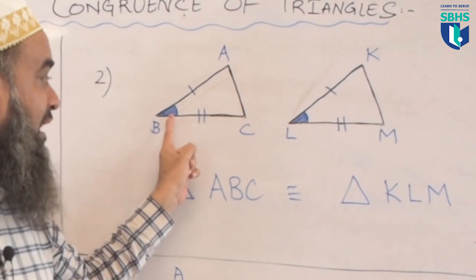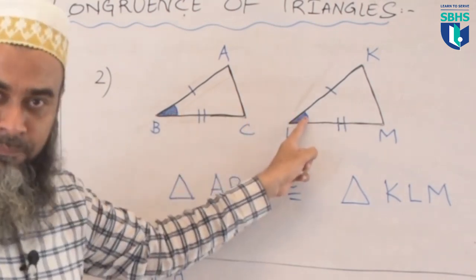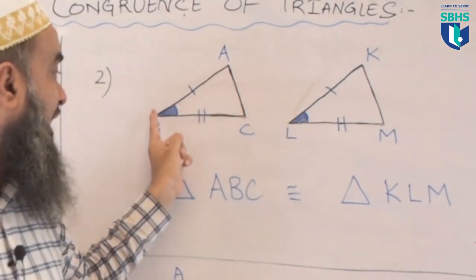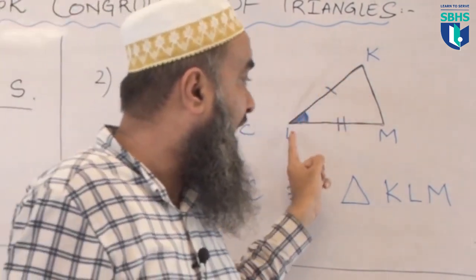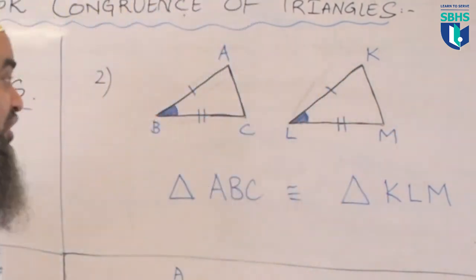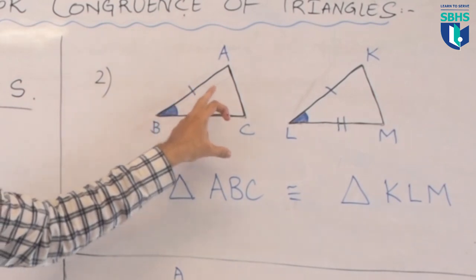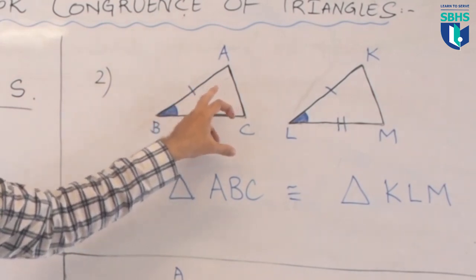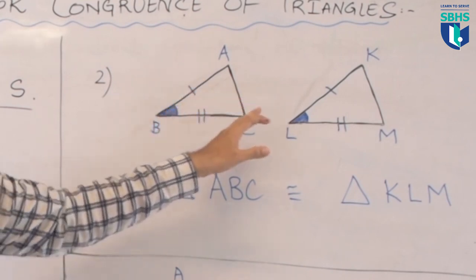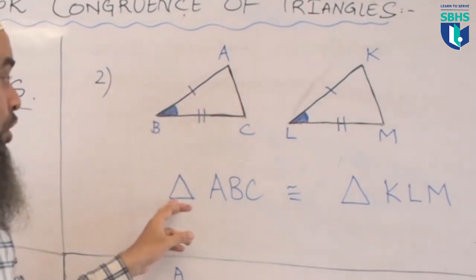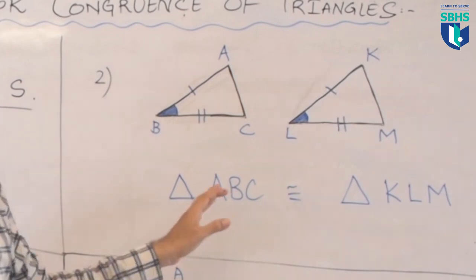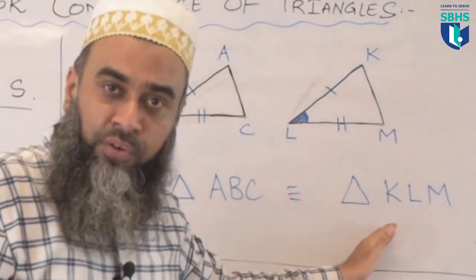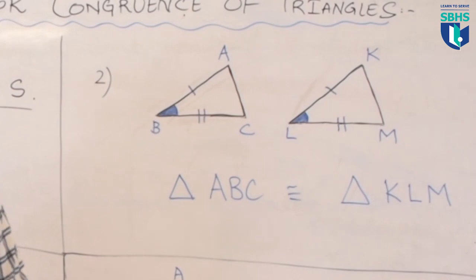Here the angle is angle B, which is congruent to angle L. Or you can say that angle ABC is congruent to angle KLM. So in this condition, there are two pairs of corresponding congruent sides, and the angle between them is also congruent. So we can say that triangle ABC and triangle KLM are congruent to each other.